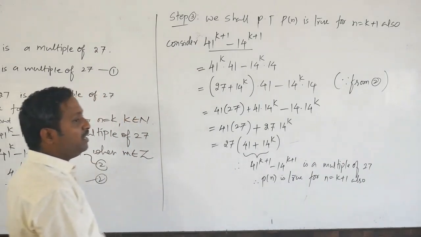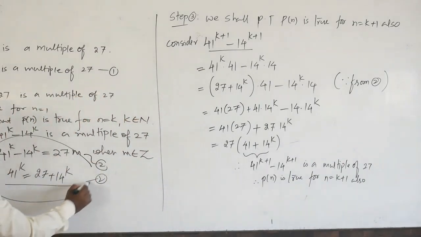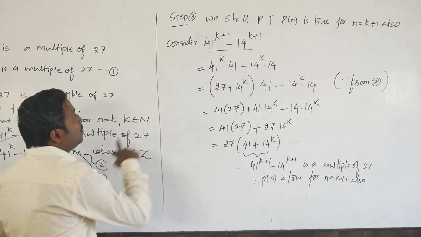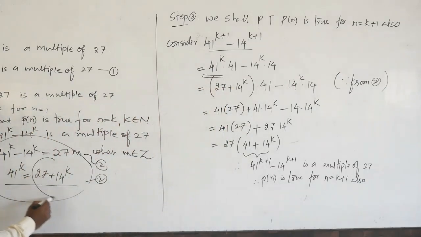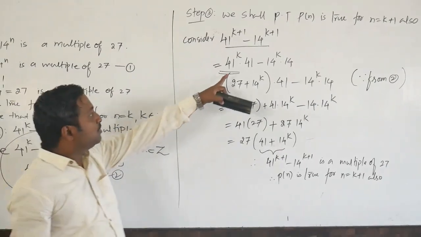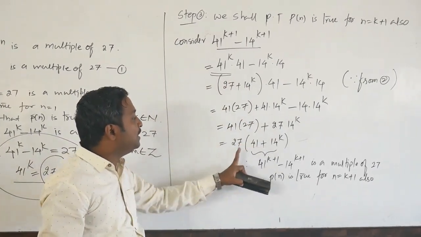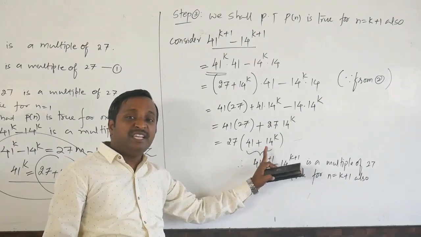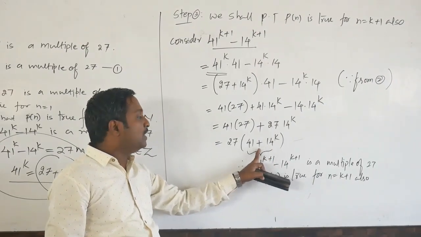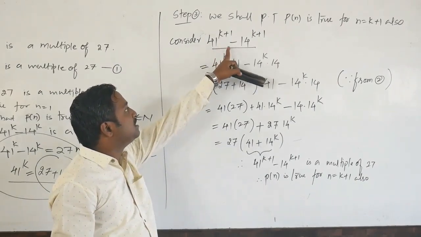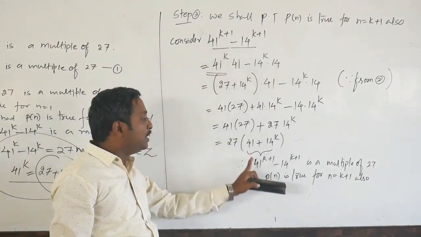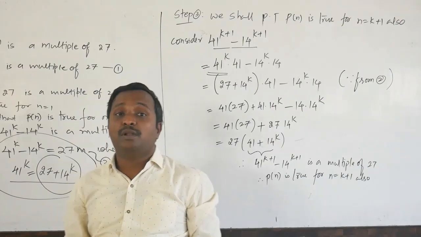I hope you got the point. This is the main point: the second equation I have used. So here 41 raised to k can be written as 27 plus 14 raised to k. So after simplifying, what I get is 27 into some integer. So 27 into some number. That is nothing but this term is a multiple of 27, or divisible by 27.